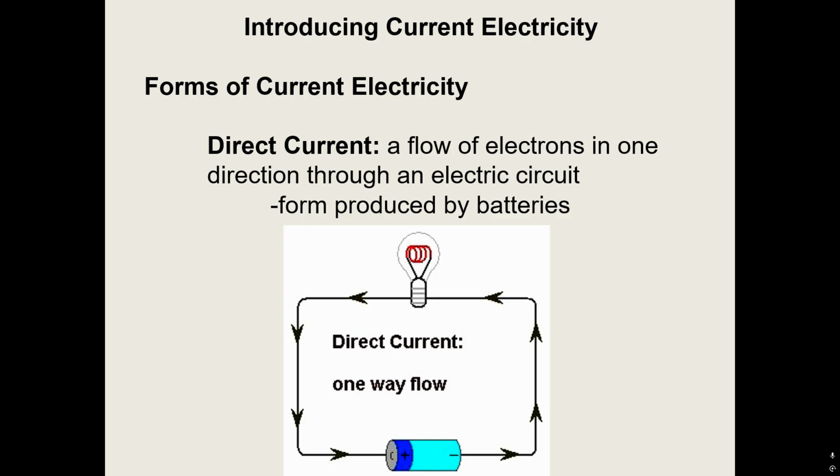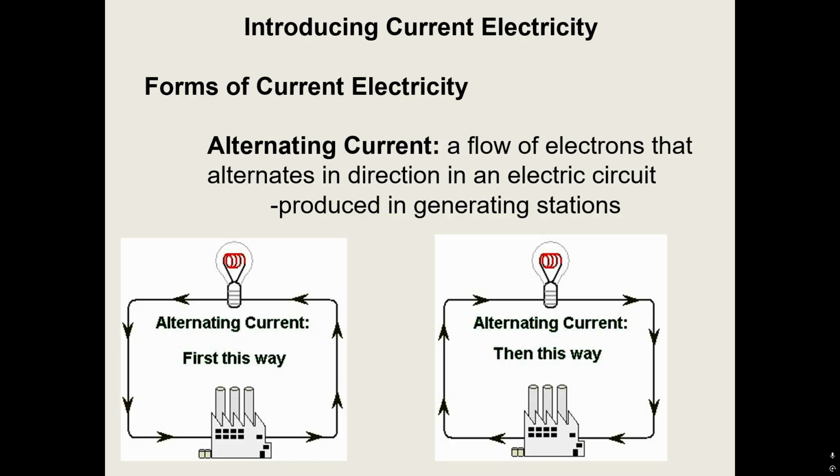So there are two types of current. One is called direct current, another one is called alternating current. Direct current is a flow of electrons in one direction through an electric circuit. It is a form produced by batteries. For example, if you assume conventional current, it always goes from positive to negative. Always it moves only in this direction, so it is a direct current.